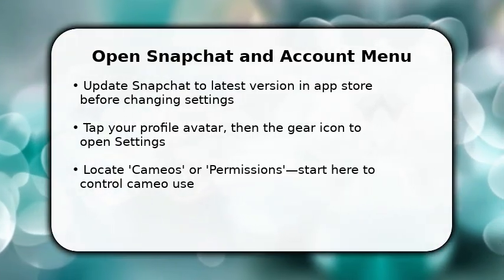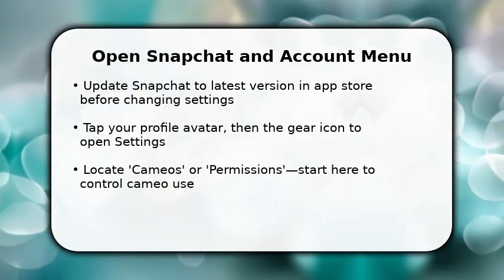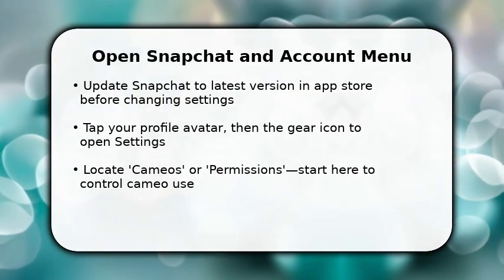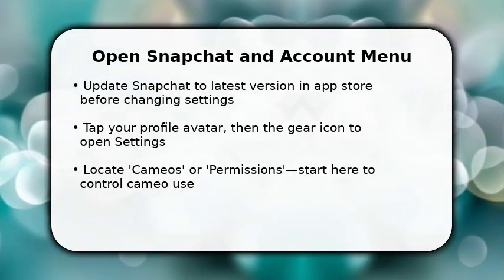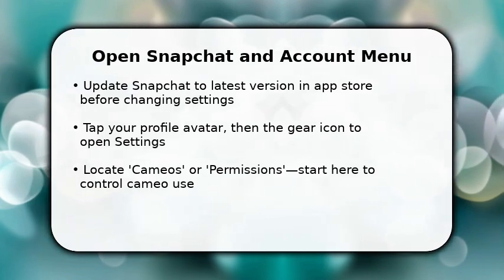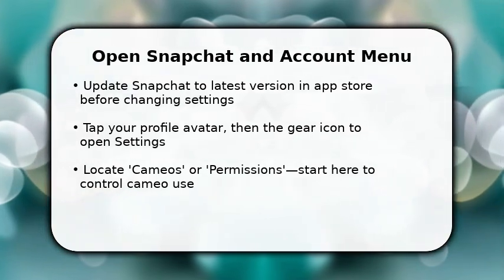You're doing this now because disabling Cameos requires changing both appearance and permission toggles. Get to the specific Cameo entry so you can switch off creation and sharing options without hunting through unrelated menus.